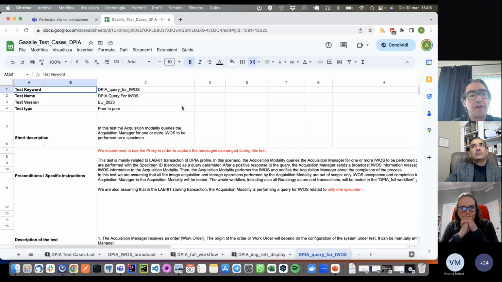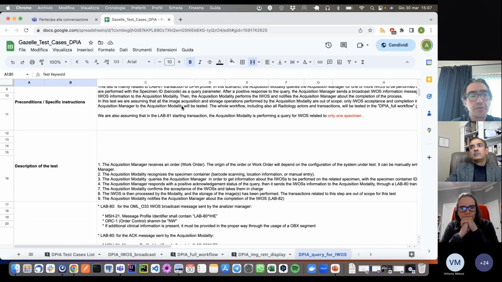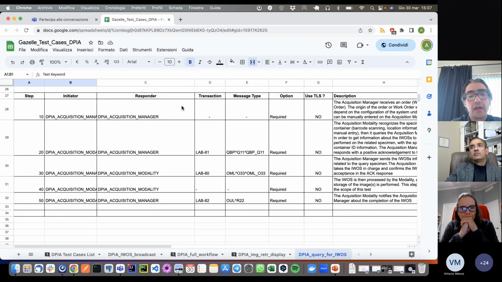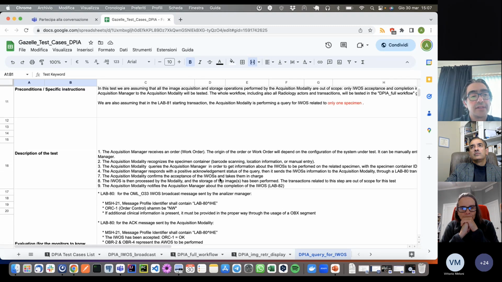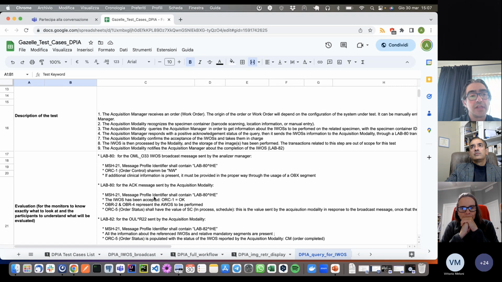And so here you can find all the preconditions and the description of the tests, and all the HL7 version 2 transactions, or also the DICOM transactions according to the kind of test required, and also all the sections dedicated to the monitors about the evaluation of the test itself. So we will also see other kinds of Gazelle tests according to the other profiles that we will talk about soon.